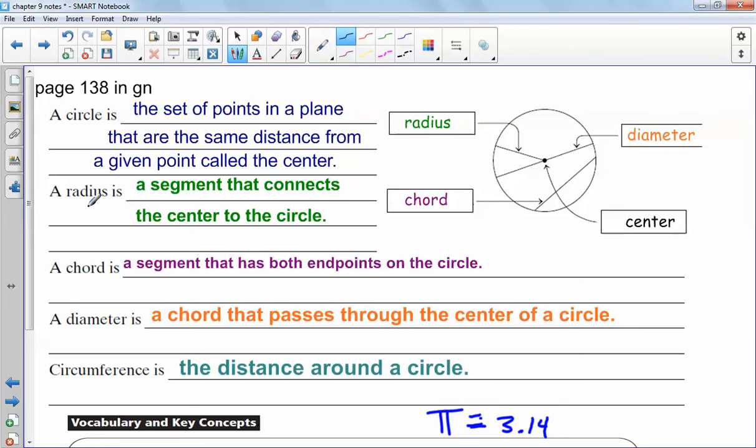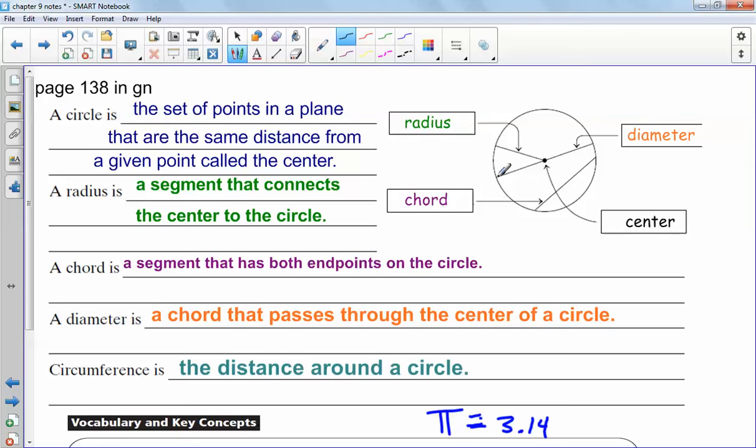The radius of a circle is the segment that connects the center to the circle. So I go from the center out to one side. That's my radius. A chord is a segment that has endpoints on the circle. So if you notice, a chord does not go through the center of our circle. It connects one side of the circle to the other without going through the center. Diameter is a chord that passes through the center of a circle. So notice the diameter goes through the center, so it goes from one side of the circle to the other.